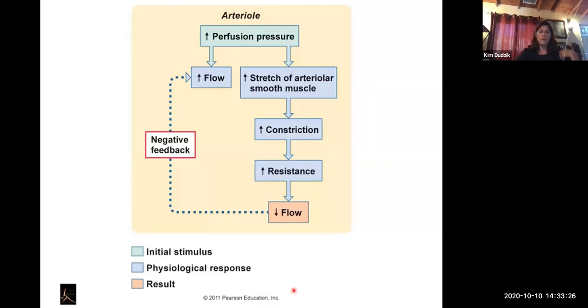So this is just in flowchart form of everything we just talked about, and you can see the negative feedback. Again, in the normal situation, here at the arteriole, an increase in perfusion pressure, MAP, is because of an increase in flow. The increase in flow causes a stretch of the smooth muscle. The response to stretch is constriction, right? That increases resistance and that decreases flow. And that'll be a negative feedback to put everything back to homeostasis.